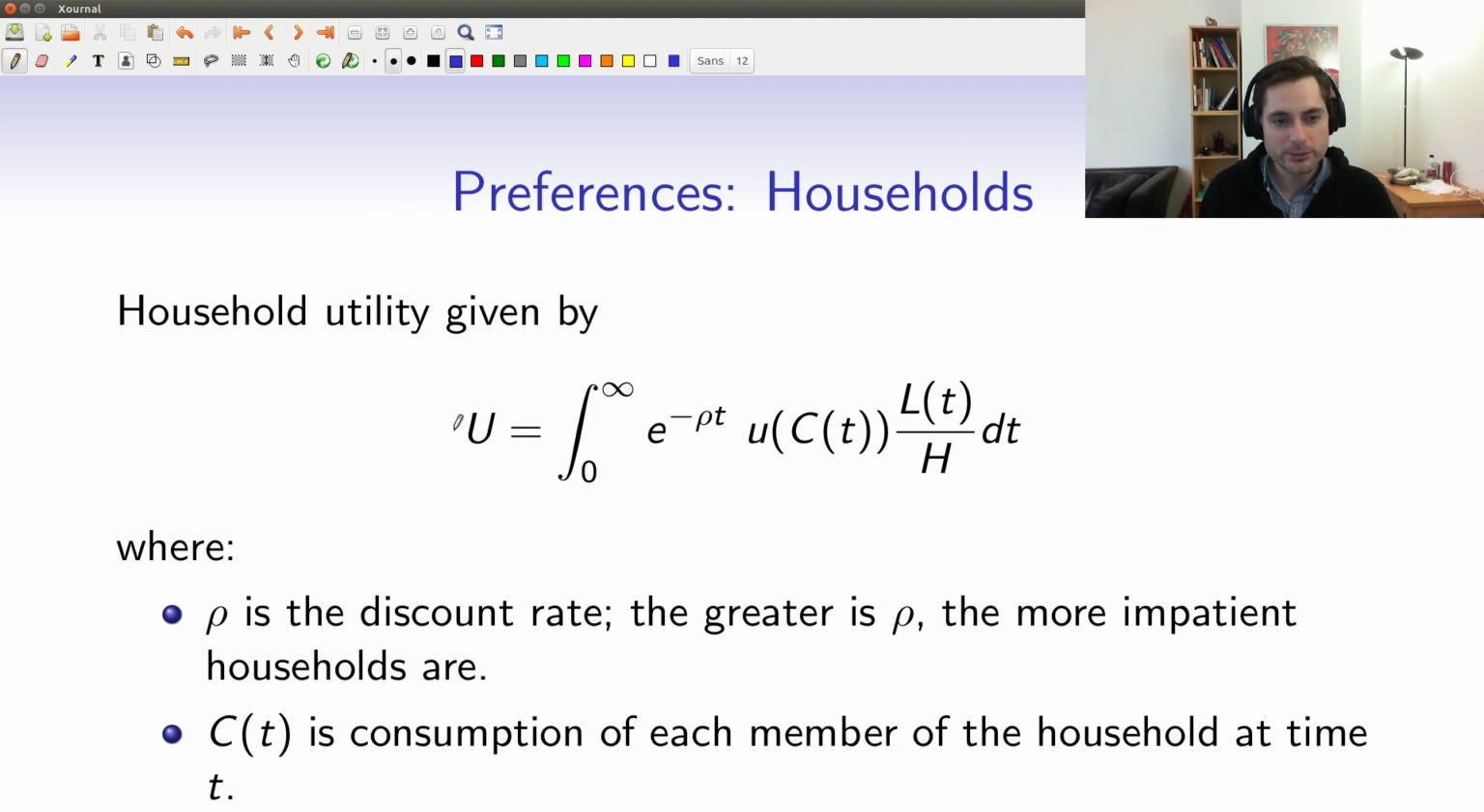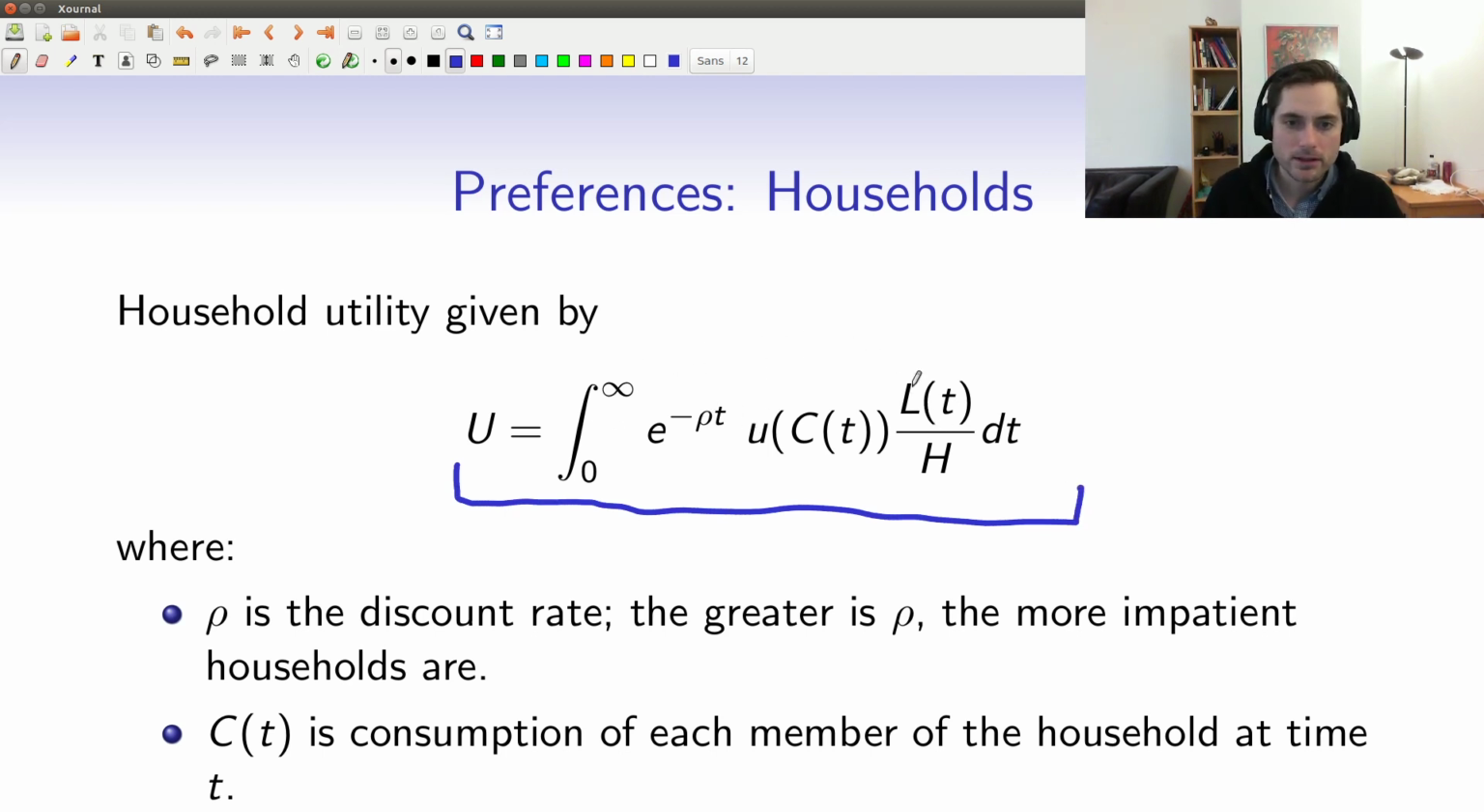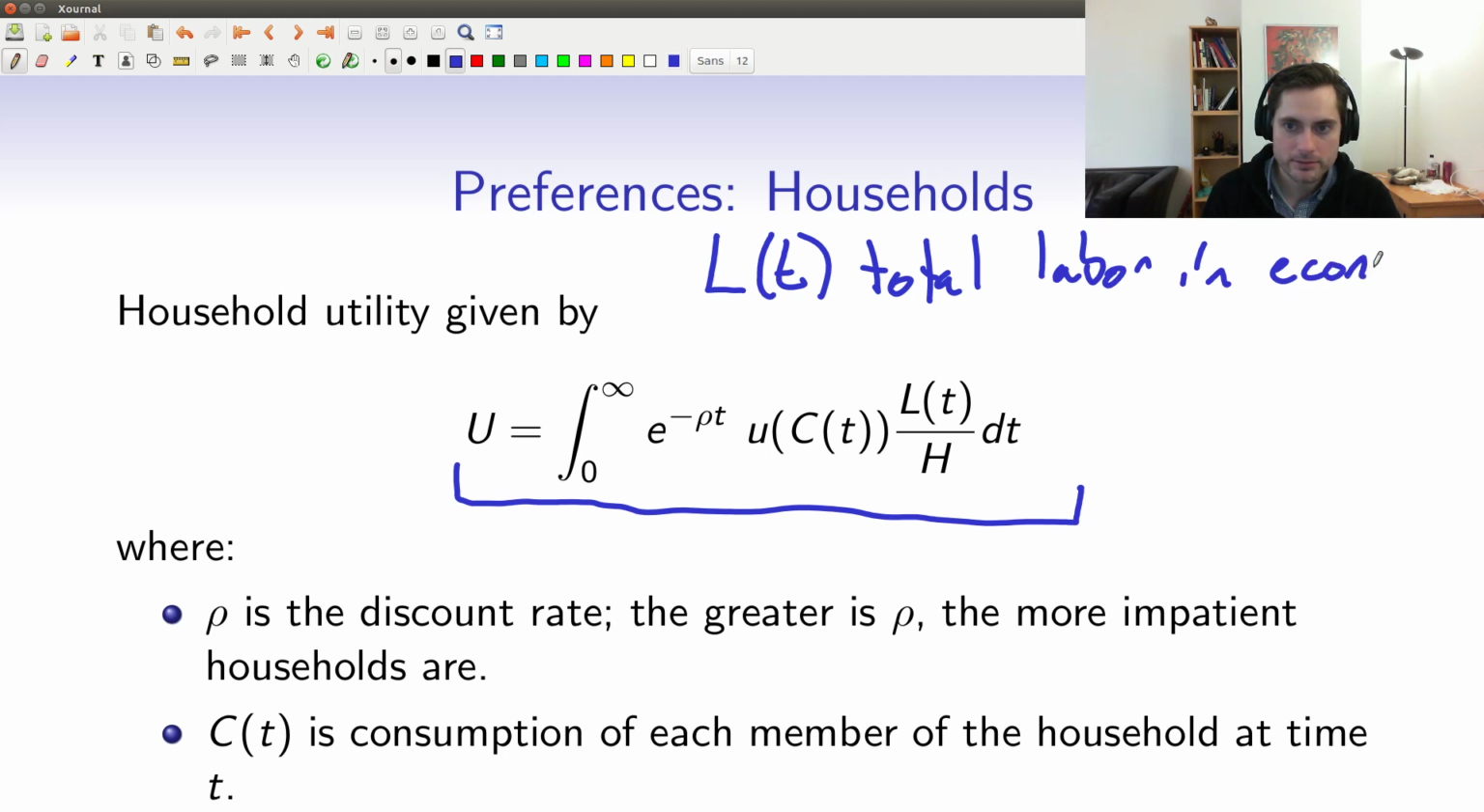So household utility, we're going to assume that it can be written like this. So how do you read this? Well, we have a certain amount of labor in the economy. So L_t is the total amount of labor in the economy at time t. And then we have H households, all of equal size. So we can just divide the total amount of labor in the economy by the total number of households to get the amount of labor, or the amount of workers, if you like, in the household.